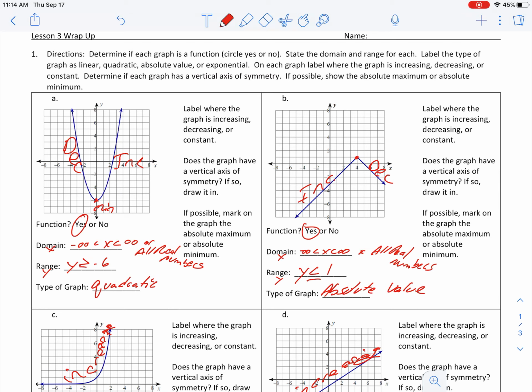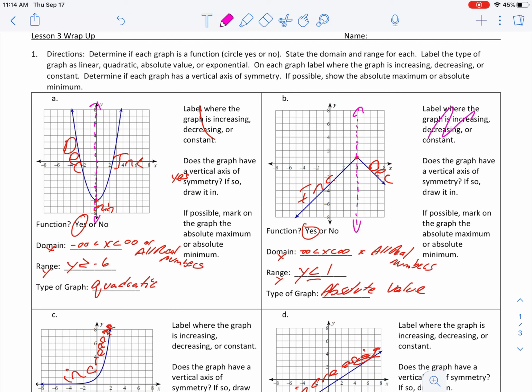Determine if each graph has a vertical axis of symmetry, and we do. We took care of that. Okay, if so, draw it in. So does the graph have one? Yes, it does for this one. And where that vertical axis of symmetry is right down the middle, okay? So if you could cut right through there, the left folds onto the right, that's the vertical axis of symmetry. The absolute value has one as well.